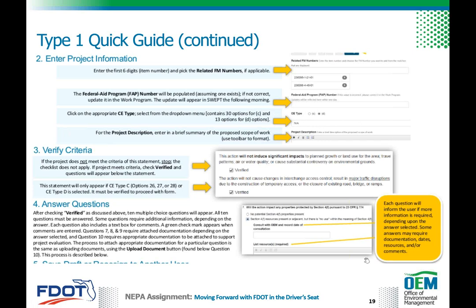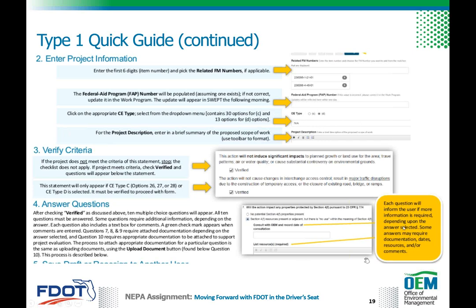And when those selections are made, based on the answers within the form itself, there's different validation that occurs. And if it's going to trip you out of a type 1 or it's going to require additional coordination, it's going to pop up and guide you to that need.